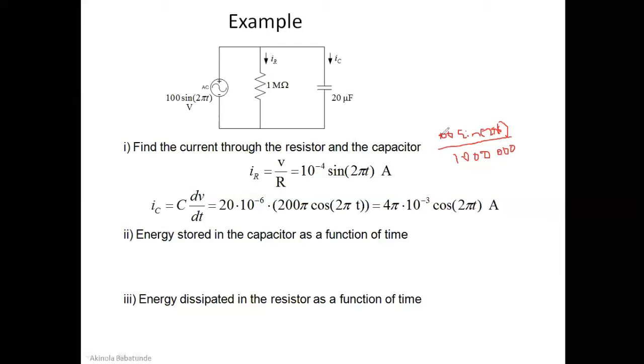So these two zeros will cancel these two zeros, and what we are going to have left is 10,000. 10,000 is the same thing as 10 raised to power 4. If it goes down, it becomes 10 raised to power minus 4. That is how we got the current flowing through the resistor. So this is our IR.